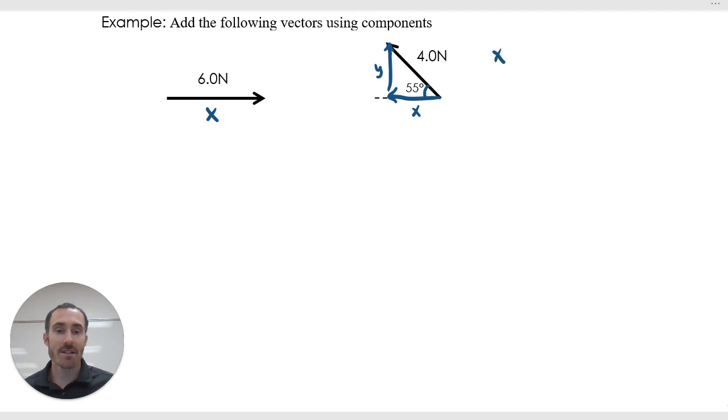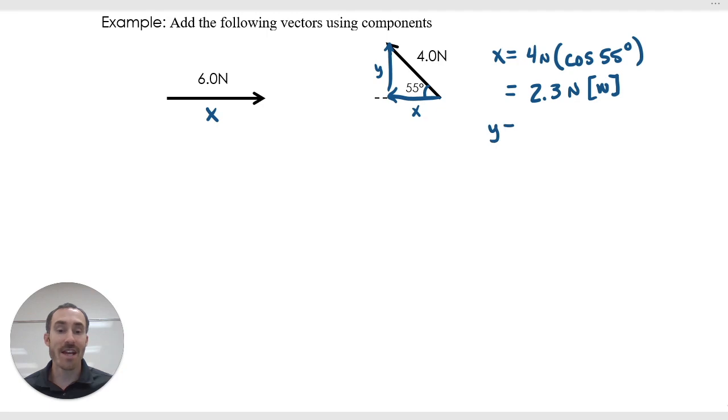So x is equal to 4 newtons times the cosine of 55 degrees. Right? You can set up the cosine ratio. Cosine equals adjacent divided by hypotenuse, and then do the algebra. Feel free to do both steps, but it's always going to end up this way. And so our x component is 2.3 newtons. And in this case, it's toward the west.